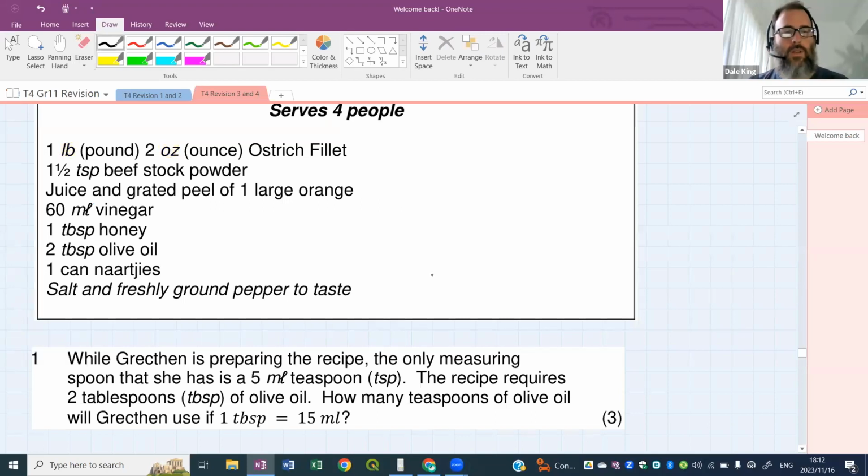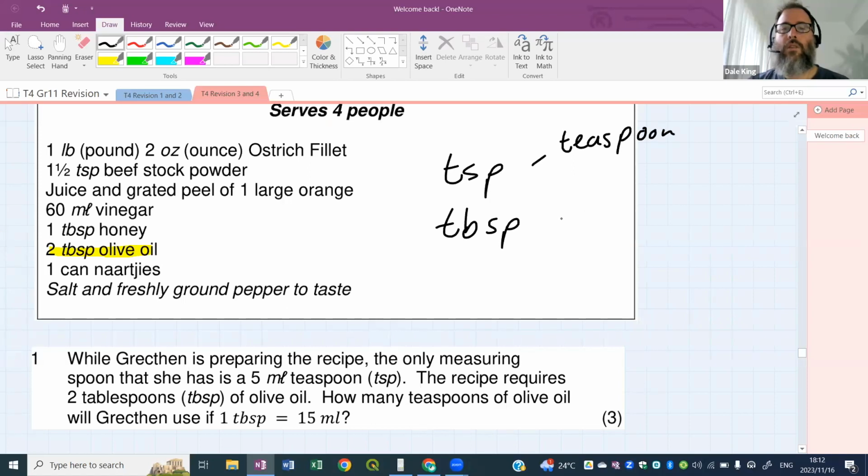There's question 1. It says, while Gretchen is preparing the recipe, the only measuring spoon that she has is a 5 milliliter teaspoon. The recipe requires 2 tablespoons of olive oil. When they say TSP, that's a teaspoon. If they say TBSP, that's a tablespoon. So if they don't tell you in the question, now you know. TSP is teaspoon and TBSP is tablespoon.